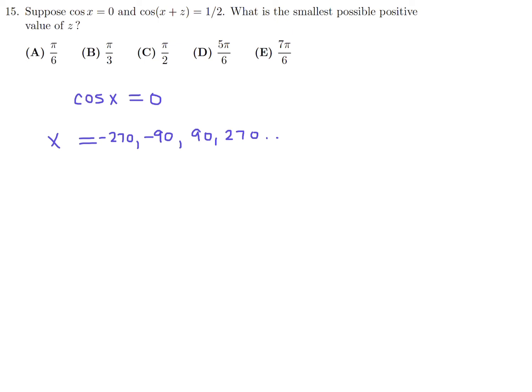And then if cos of x plus z is equal to a half, in a very similar way, x plus z can also have multiple values, right? It can be minus 60, it can be 60, and probably several other infinite numbers of values. So we have to find the smallest possible positive value of z. All right, I'm just going to stick with these two. I think we should be able to find the answer with just either 60 or negative 60.